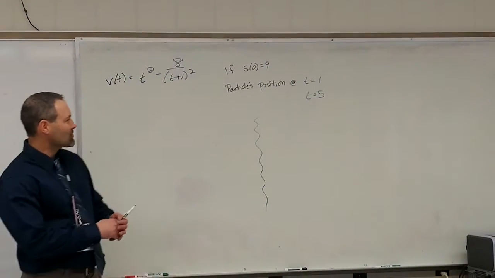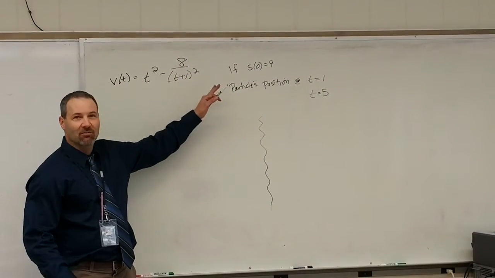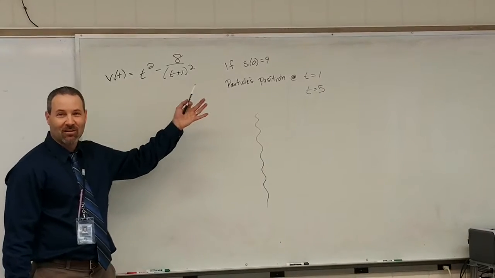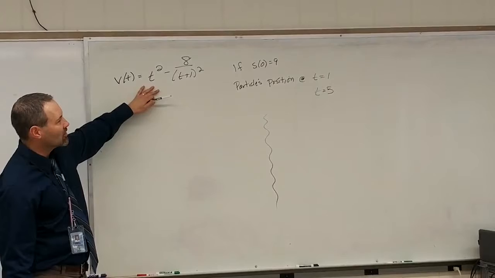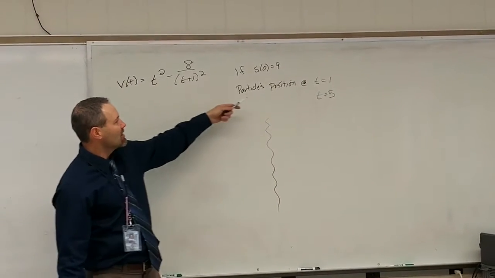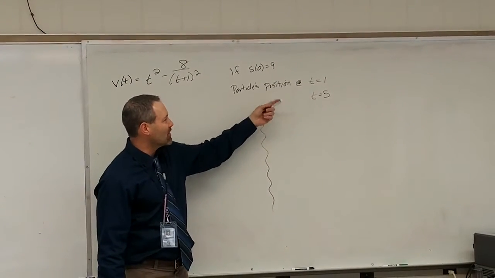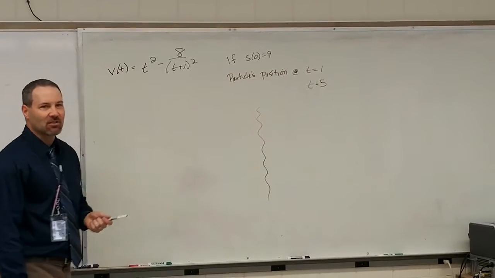Alright, so in your notes, draw a squiggly line. We're going to solve this two different ways. You pick which way you want to solve it, any way you want, on one of the two sides. This is the velocity of a particle moving along an axis. We're trying to find its position when time is 1 and when time is 5. See if you can do that.